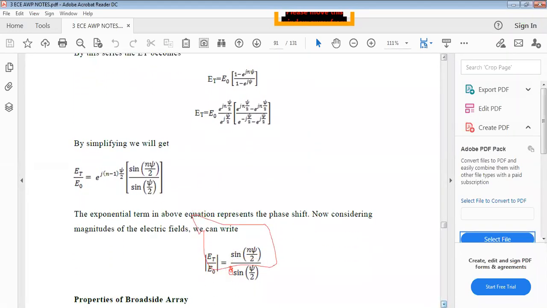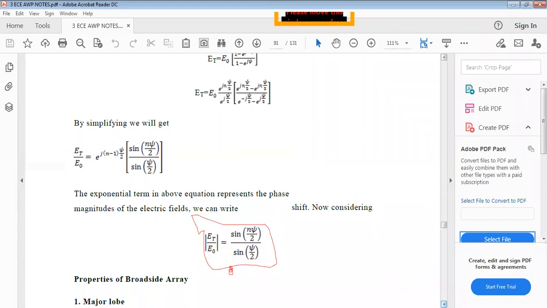Here Et by E naught is called the array factor again. That Et by E naught is treated as the array factor. Why? Because the highest magnitude value is divided by its magnitude again. That's the normalization. That's why that is considered as an array factor. Et by E naught equals sin n psi by 2 by sin psi by 2. Remember that point. What are the properties of a broadside array? What is the property?